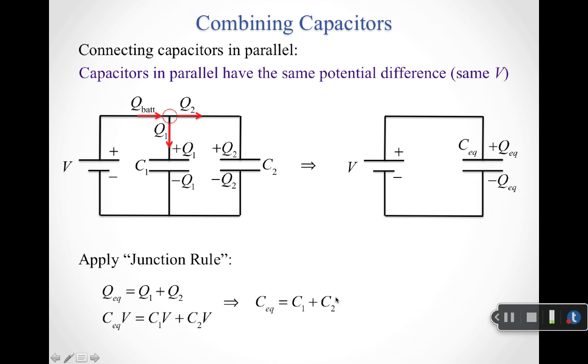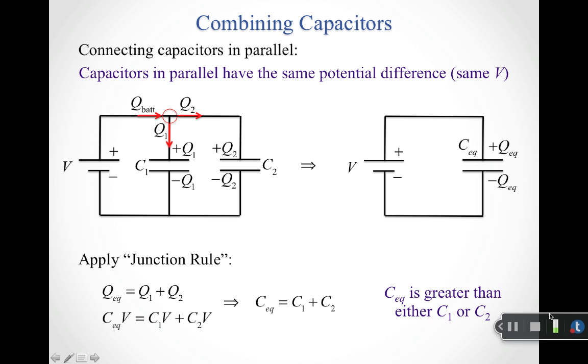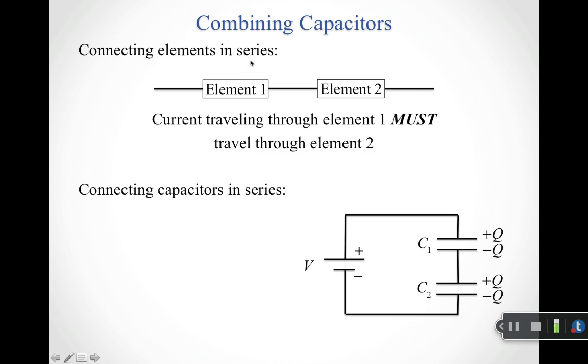Now, one nice thing that I can use to check this is that if the equivalent capacitance has got to be equal to C1 plus C2, then the equivalent capacitance in this case has got to be greater than either of those individual capacitor values. So if this is a 1 nanofarad capacitor and this is a 2 nanofarad capacitor, when I combine them, I've got to get something that's larger than either of those two values. And sure enough, 3 nanofarads happens to be larger than either 1 or 2. Alright, so this is connecting capacitors in parallel.